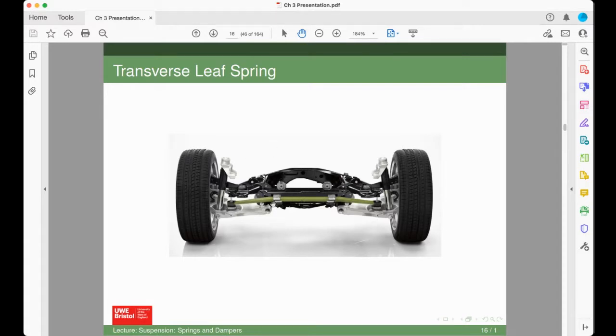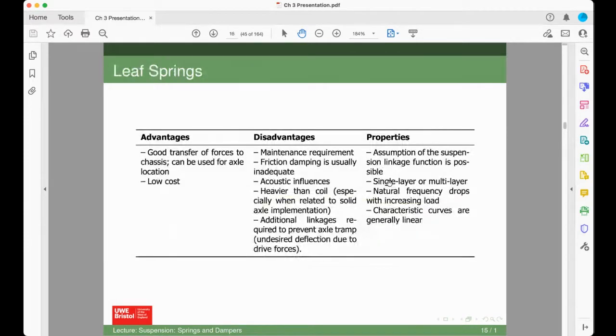So, like I said, that's quite a nice, neat setup, and I know certainly up until the C7, we call that 7th generation, they certainly had a leaf spring. I'm not sure whether the new mid-engine one has a leaf spring still, but certainly up until C7 they had that sort of setup. And you can see there are big advantages of using this setup in terms of the intrusion into the passenger's body. So yeah, good transfer of forces to the chassis, it can be used to locate the axle, and it's very low cost.